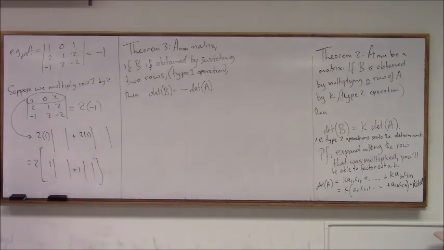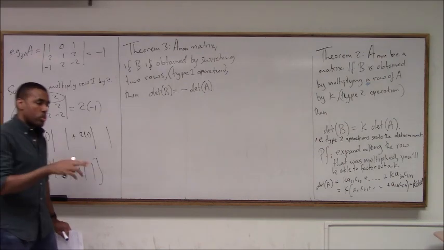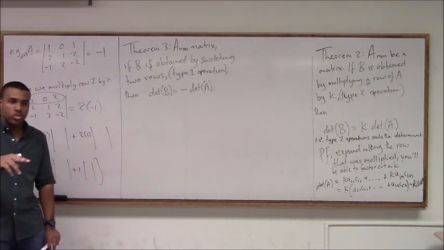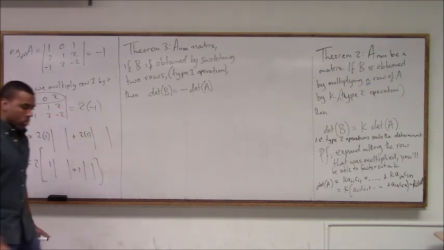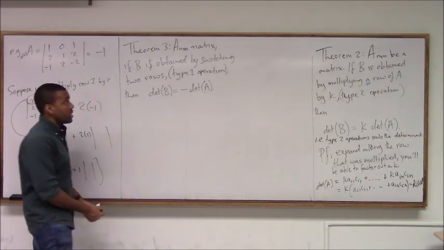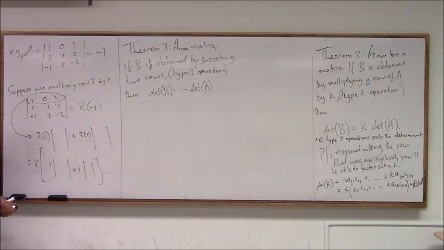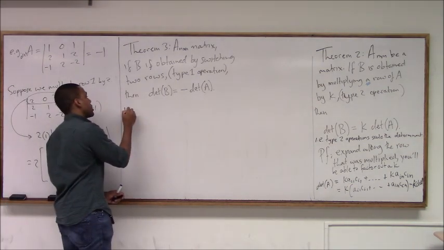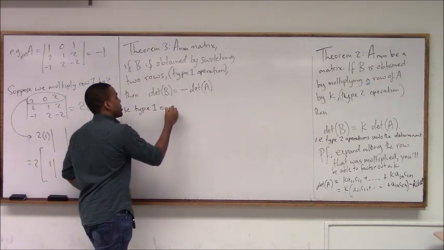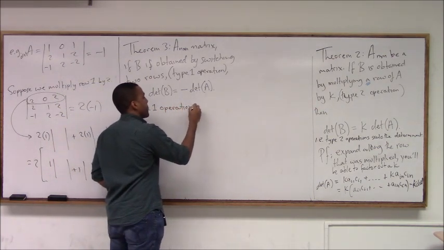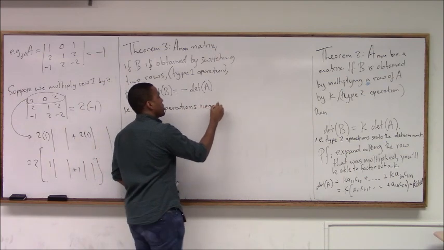That sort of has to do with orientation. When you swap two rows, it's the same as swapping two vectors, and it changes the orientation of things in some sense. Probably something you'll understand more fully when we talk about transformations in the plane. But the proof for this is actually easy. Type 1 operations negate the determinant.